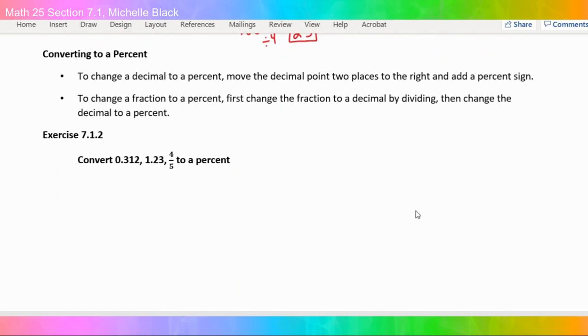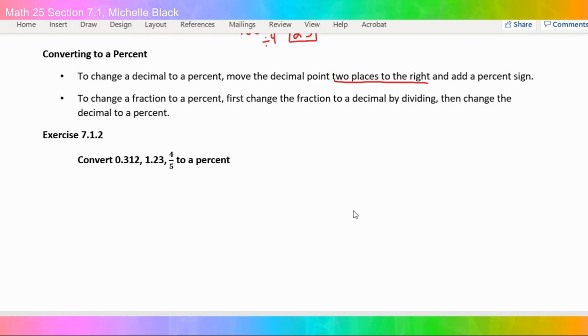Converting to a percent. To change a decimal to a percent, move the decimal point, this time 2 places to the right, and then add a percent sign. Last time we were going from percents to decimals, so we moved 2 places to the left and got rid of the percent sign. Now we're going from decimals to percents, so we want to undo that, so we're going to move 2 places to the right and add in the percent sign.